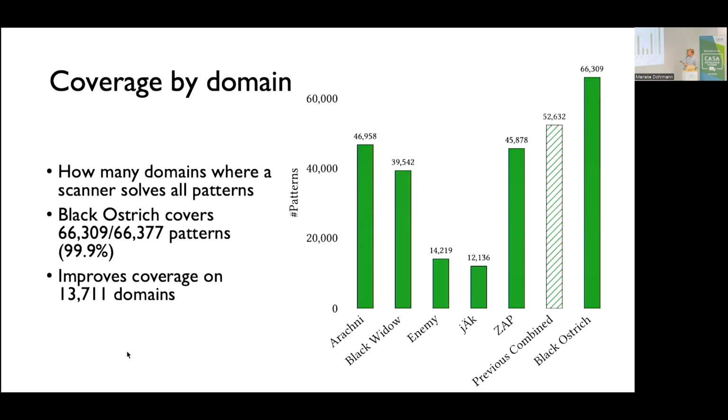Therefore, we also looked at coverage by domain. Essentially, we look at an internet domain and see whether Black Ostrich can solve all patterns on that domain in our data set compared to others. Here we have 66,000 domains that use patterns on the client side. And there again, the vast majority of patterns are solved by Black Ostrich, and the other ones are lagging behind.